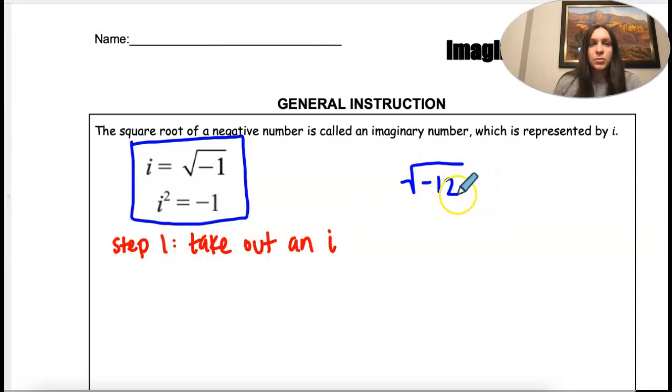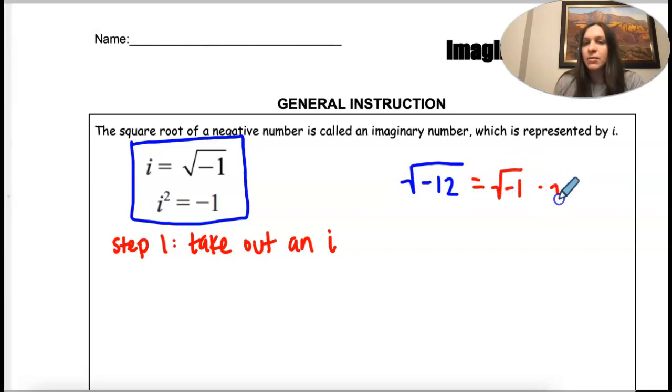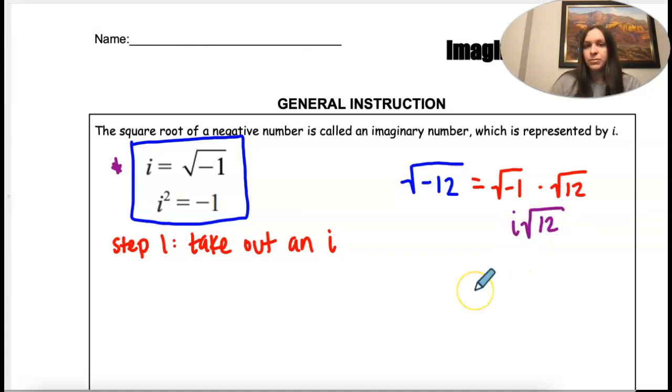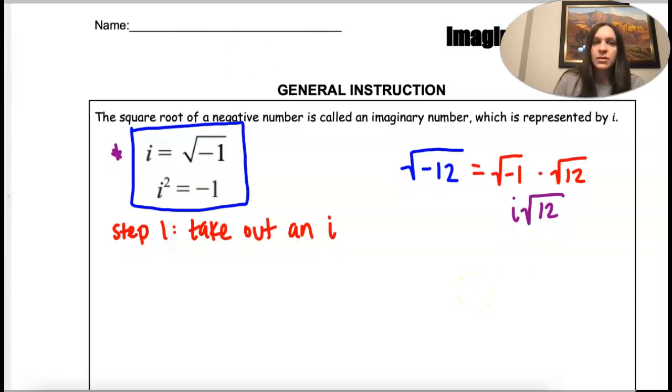So I'm going to use our multiplication properties that we learned in Unit 1. I'm going to make this the square root of -1 times the square root of +12. So I just separated this square root, and I did that because the square root of -1 is an imaginary number. We're going to call it i. And then we have the square root of 12. So now this is something we can work with because the square root of 12 is not undefined.